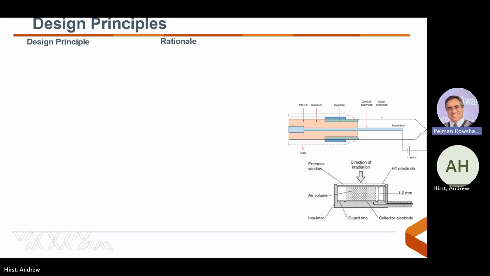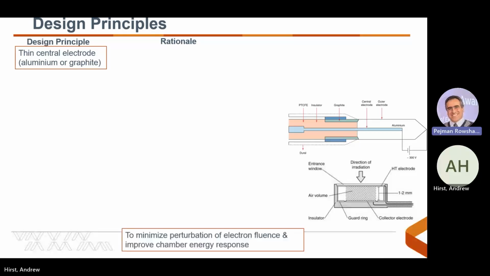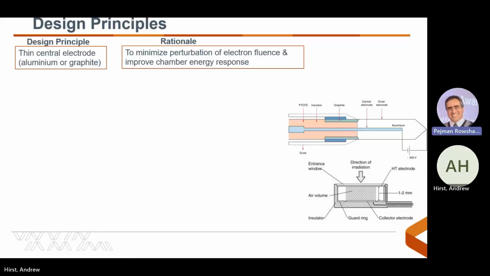So what are some of the design principles with ionization chambers? We have a thin central electrode made of a metal, for example, aluminium or graphite. Why it's thin is that you want to minimize the perturbation of the electrons that cross that sensitive volume. The difference between, say, aluminium and graphite is that aluminium will have a greater sensitivity to ions, but it's going to be less water equivalent, so it's going to perturb the beam more. Whereas graphite is going to have a lower sensitivity to ions, but it's going to be more water equivalent.